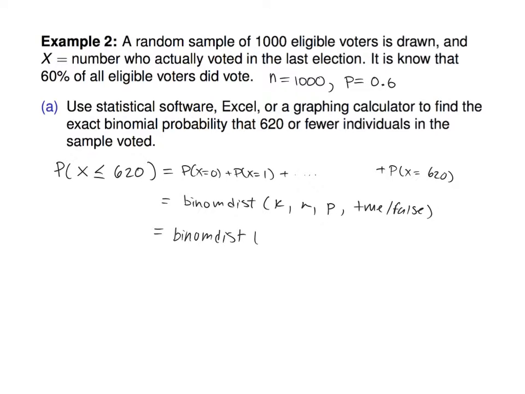So K is equal to 620, N is, P is, and in this case you say true, and that's because the true tells it to go less than or equal to. And one kicker about Excel is it only does less than or equal to. So if your inequality had gone the other way, you'd have to do complementing arguments.